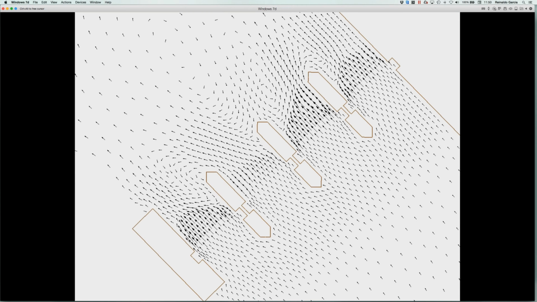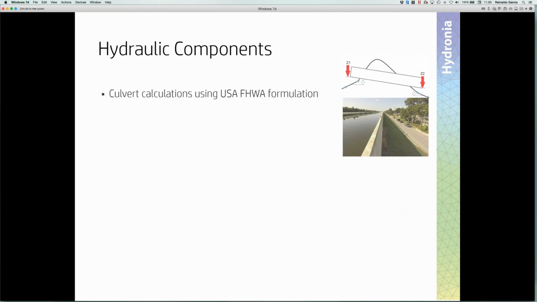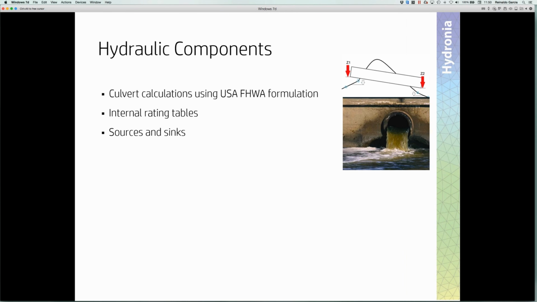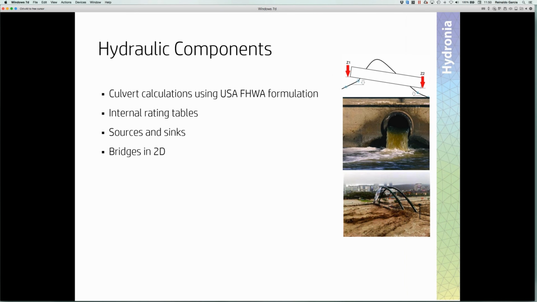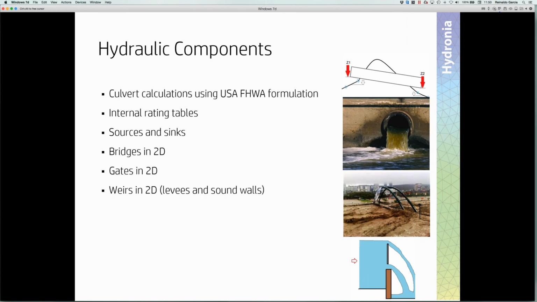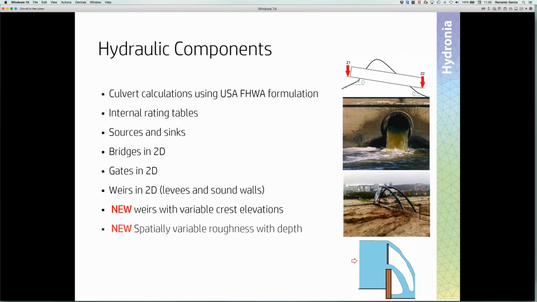Also, the model, being a flexible mesh model, can be refined and you get very detailed analysis of the flow fields. It also has a number of hydraulic components such as culverts, internal rating tables, sources and sinks, bridges in 2D, including pressure flow and overtopping computations in 2D, gates in 2D as well, and weirs, which are useful tools to model levees and sound walls. We have recently added an extension to these tools that allows variable crest elevations along the weirs. It can also do spatially variable roughness.